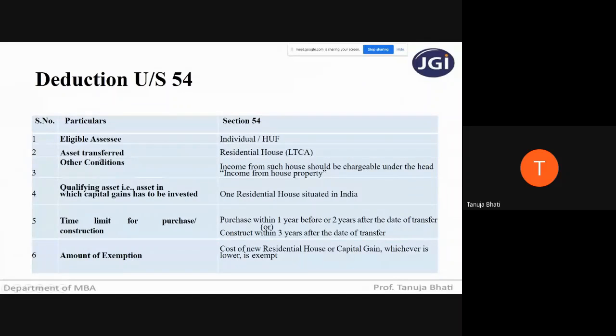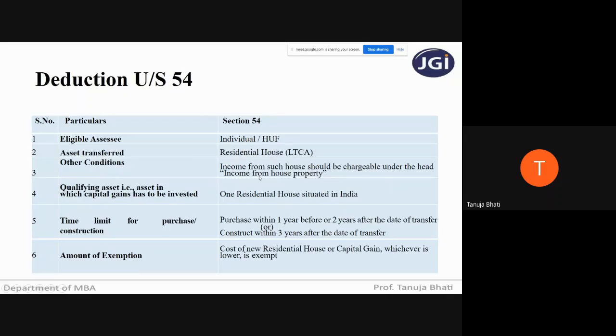Remember students, the asset transferred by this particular SSC should be only a residential house, and that too it should be a long-term capital asset. So if an individual is transferring a short-term capital asset which is a residential house, he will not qualify for deduction under section 54. So the first thing is, it is eligible only for individual and HUF. The asset that he is transferring should be a residential house, and he should have a long-term capital gain from that residential house, and that house should be chargeable under the head income from house property.